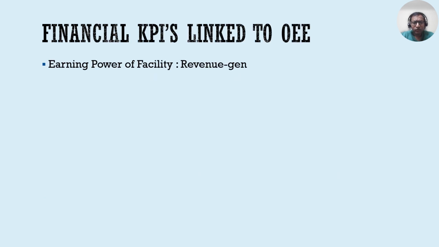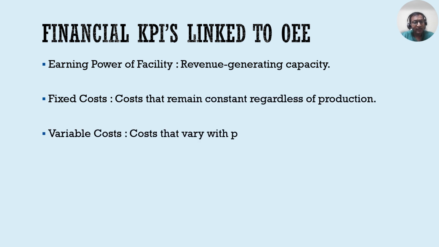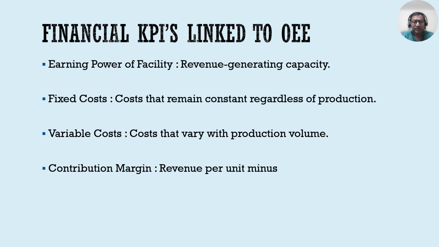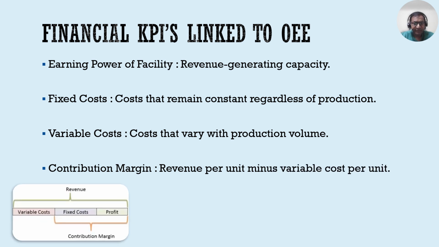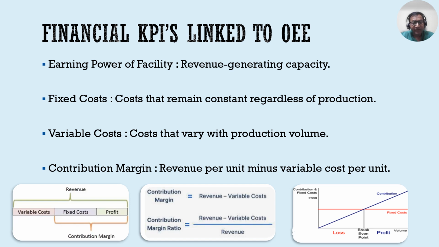Financial KPI linked to OEE. The important bridges between OEE and financial KPI are listed in this slide. Earning power of facility: a business's ability to generate profit from the designed facility or production capacity, like the earning power of assets, that is a profitability ratio that measures a business's earning power relative to its asset base. Fixed cost: the costs that remain constant regardless of production, like rent, salaries, equipment cost, maintenance cost, automation cost, utilities, etc.